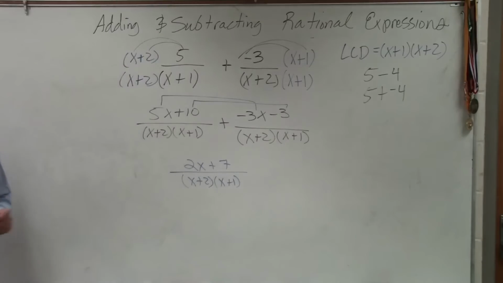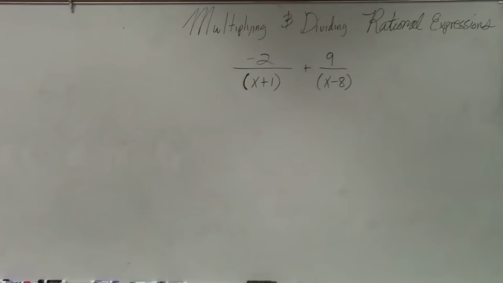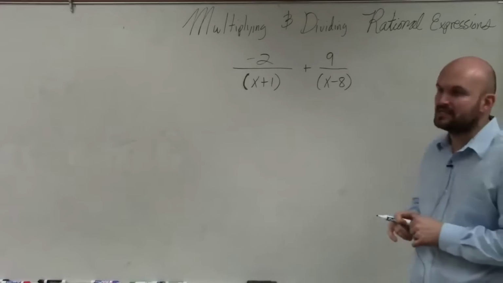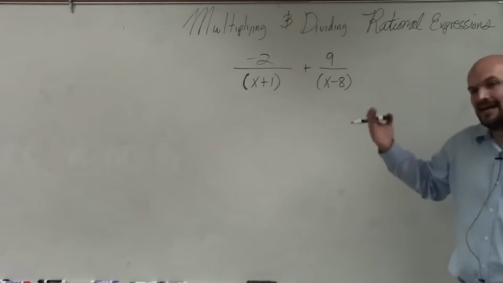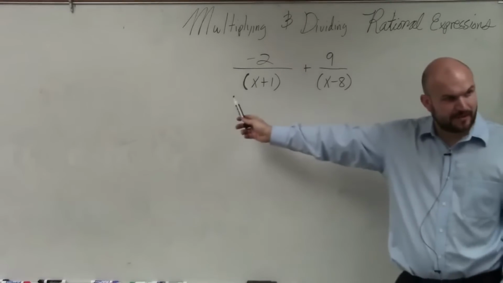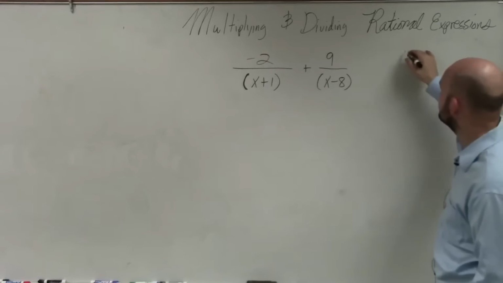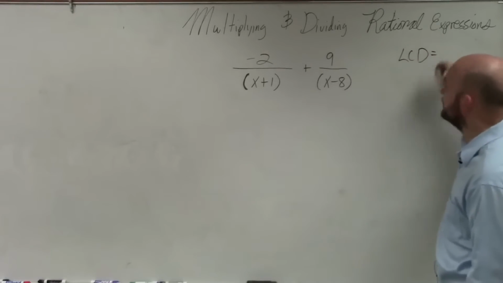Now, how is adding fractions with unlike denominators compared to adding rational expressions with unlike denominators? When you look at this, you can see we have two fractions here, and they do not have the same denominators. So again, the first thing we want to do is identify the LCD.